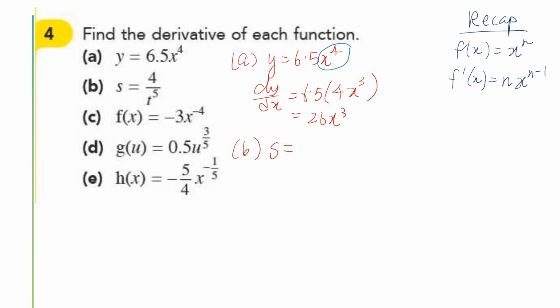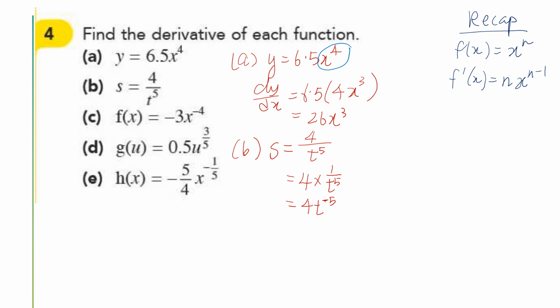Remember that we have to express the functions in the form x to the power of something. In this case, you're given a positive index, so we have to change it to a negative index. So this will be 4 times 1 over t to the power 5, and that gives you 4t to the power of negative 5. Always simplify the functions that are given first before you do any differentiation.